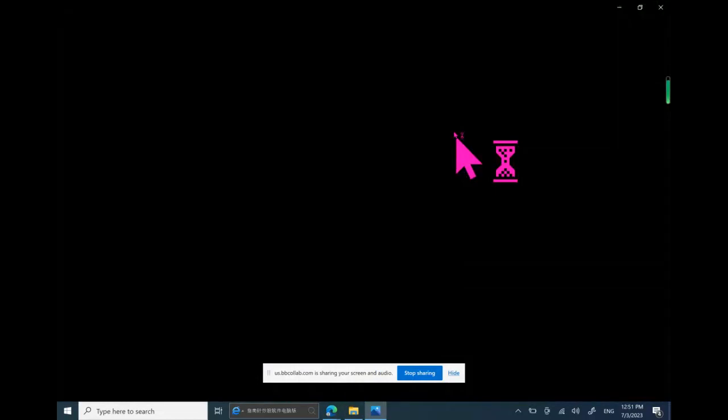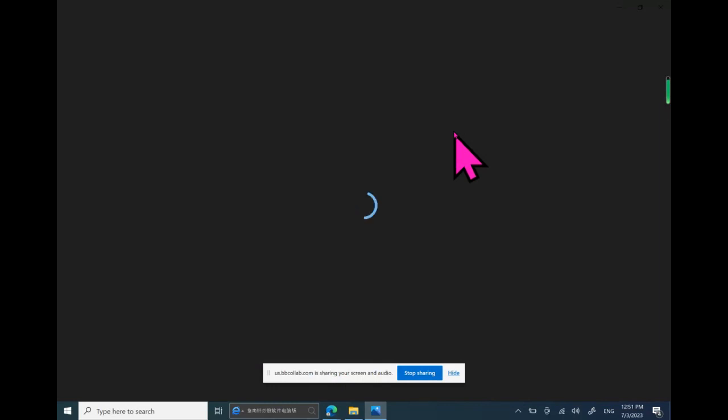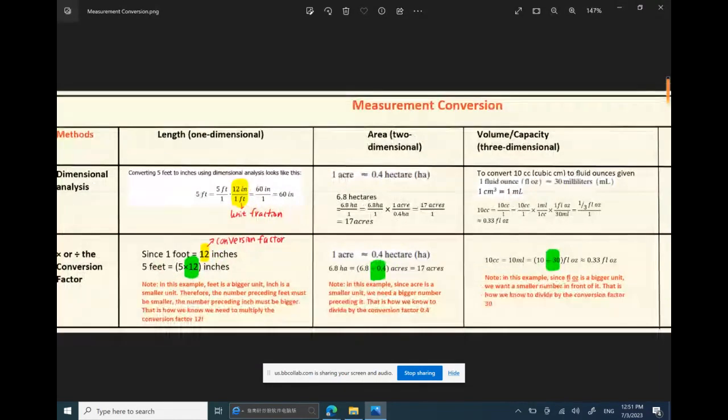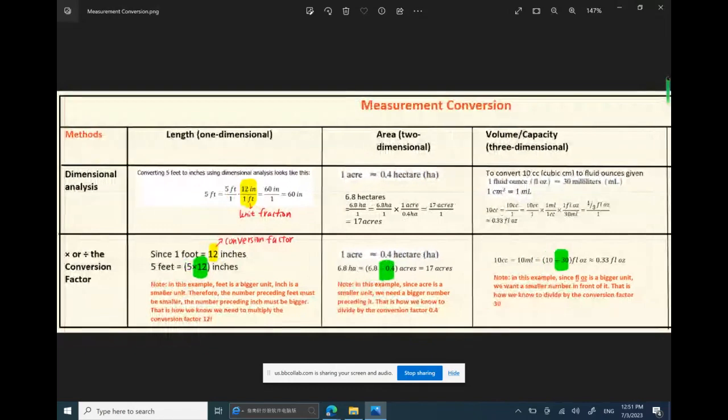I include two methods for converting between measurements. The first method is called the dimensional analysis method. That method is provided by our textbook. But in this video, I do not use that method at all, because that method is not really convenient. Instead, I'm going to use my method, the second method on the table note.